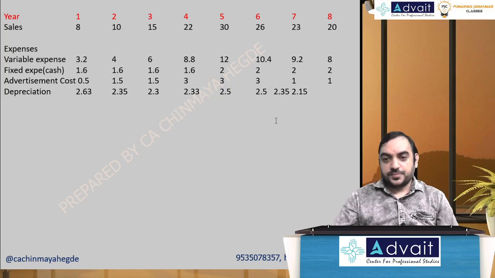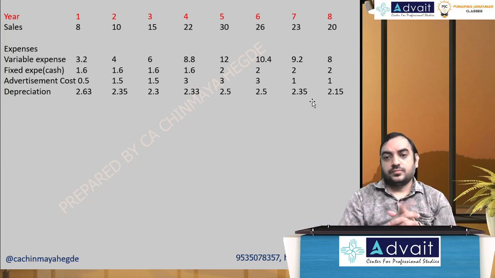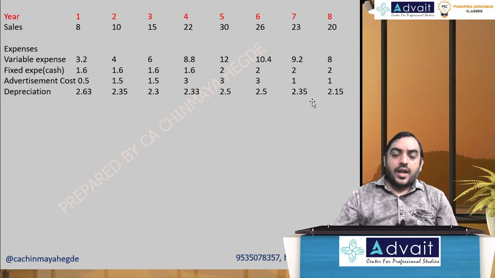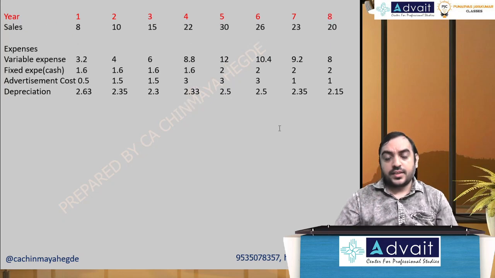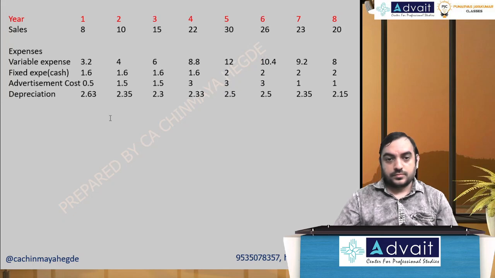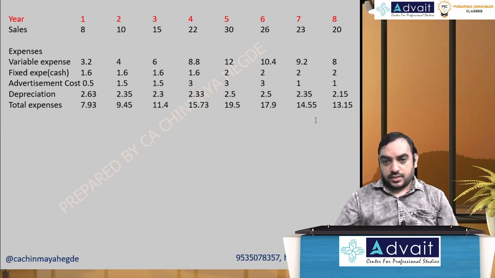This depreciation, we have done in the working note. Actually, we should not write the last year rate. We should write the year rate onwards. Anyway, let's keep that aside. So we get total expenses. Sales is there. For total expenses, we can do the total if you want, or you can directly write profit. Add all these numbers. See if you get these numbers: 7.93, 9.45, 15.73, 19.5, 17.9, 14.55, 13.15.